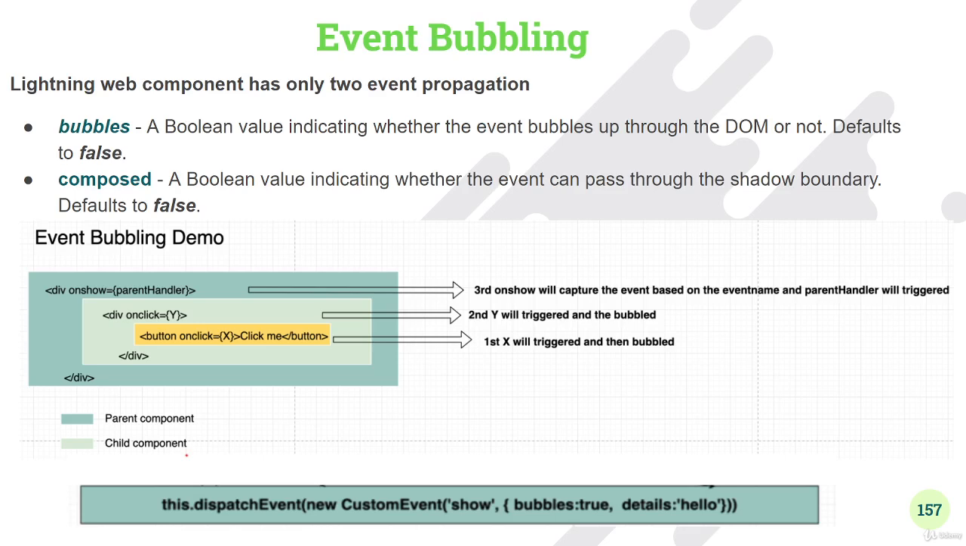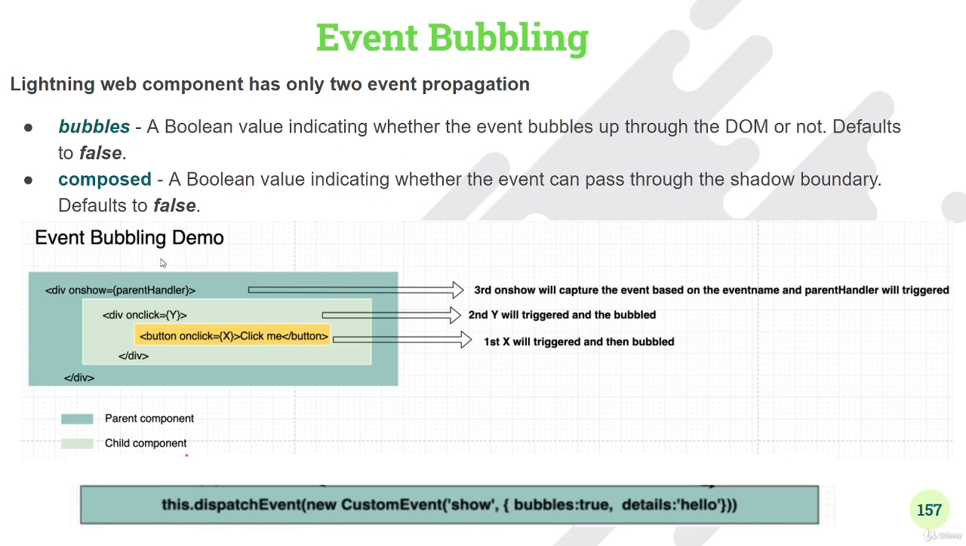The second property is composed, a Boolean value that indicates whether the event can pass through the shadow boundary. By default it's false. We're not going to learn about composed because it has many drawbacks and I don't want somebody to use it. You can achieve everything with a simple event and event with data. I don't even use bubbles, but it's good to know from the interview point of view what bubbling is. We call the property bubbles, but the phase is called bubbling.